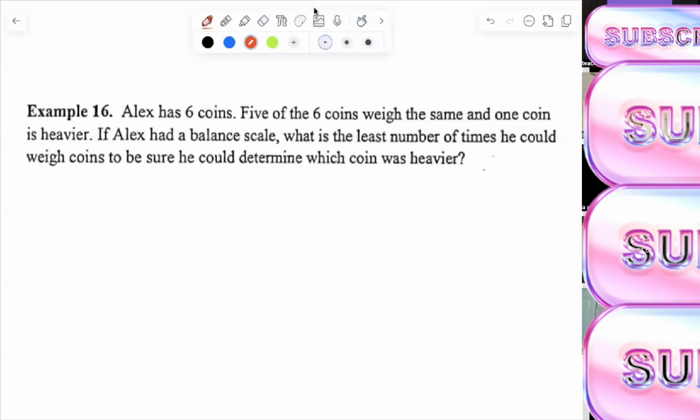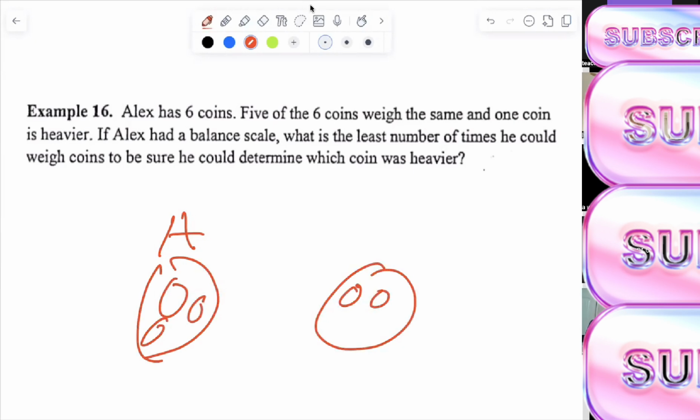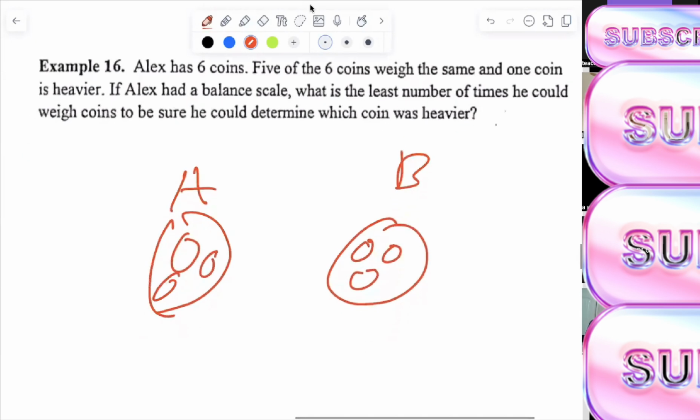So basically, what we're supposed to do in this question, it's not 4, it's 2. So basically, the 6 coins we can just split into groups A and B. Each group has 3 coins. Group A has some random coins in that bag. This one has other random coins in that bag. Now we're going to weigh it. Put that as a weight.